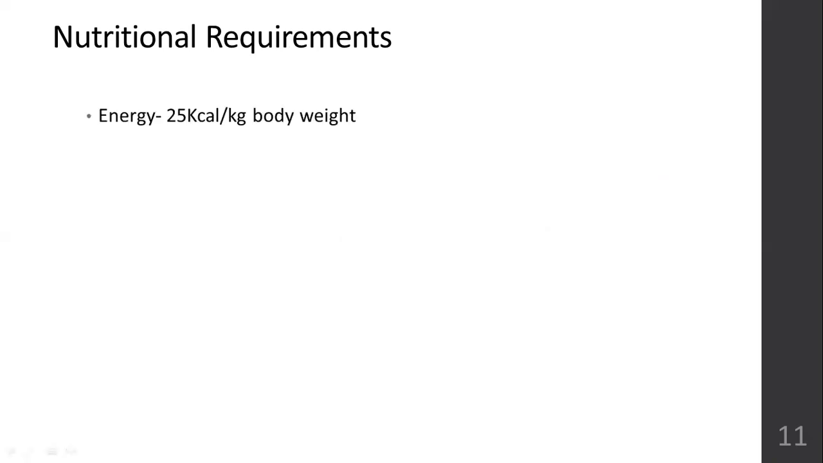So coming to the nutritional requirements, energy: 25 kilocalories per kg body weight is the target. Again, it depends on the body weight, height, estimation, goals. If the person is not overweight or obese, then 25 kilocalories per kg body weight could be fine. But if the person is also looking for weight management goals, you may have to reduce the calories a little bit more. So it's very subjective. Generally, we can say 25 kilocalories per kg body weight.